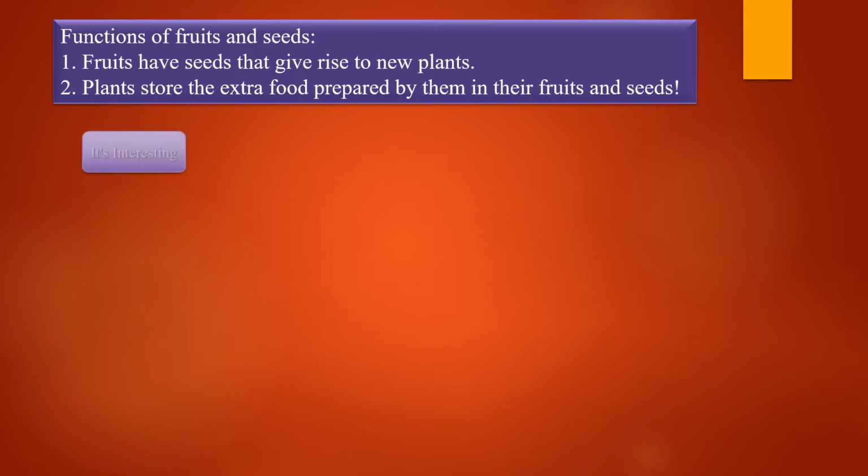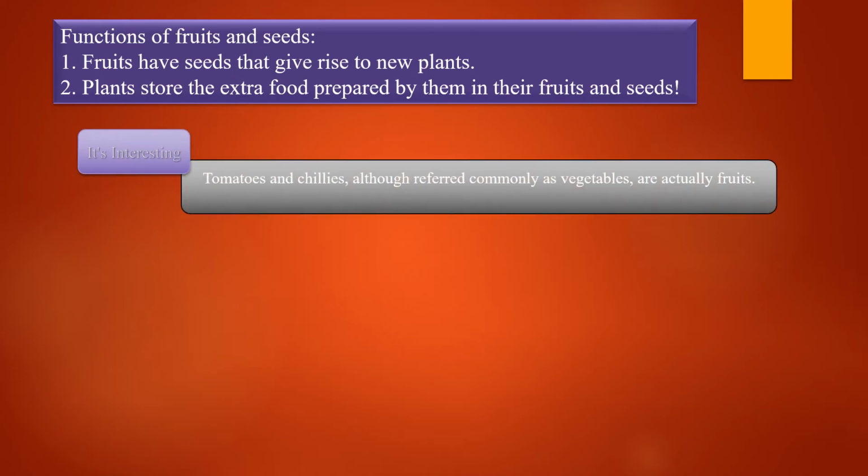Okay, the next one. It's an interesting fact. Tomatoes and chilies, although referred to commonly as vegetables, are actually fruits. What is said here? Chilies and tomatoes are actually fruits. They are eaten as vegetables, but actually they are fruits.